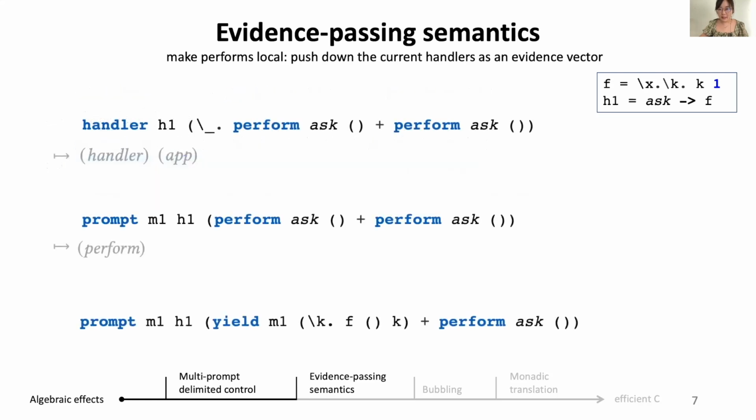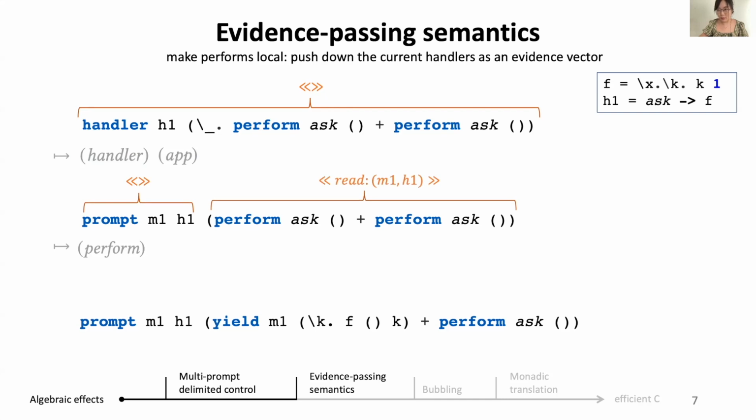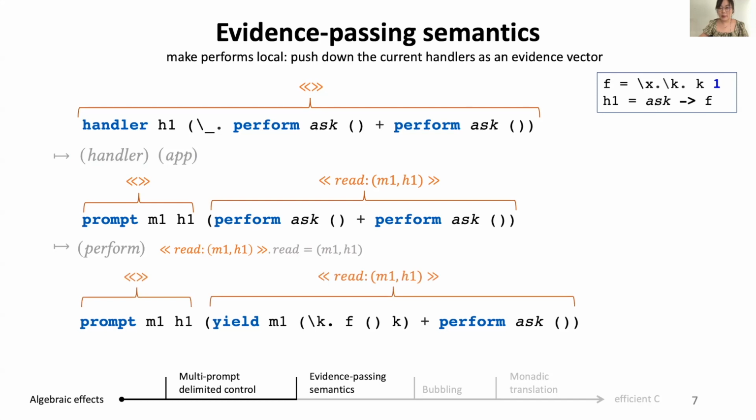To illustrate the idea, we need a little bit more space between expressions. Evaluation always starts with an empty evidence vector, but after handler evaluates to prompt, it inserts itself into the evidence vector for the rest of the computation. Now we have an evidence for read. At this point, the first perform ask can directly get the current evidence vector, look up the evidence for read, which gives us M1 and H1, and we can directly generate yield M1. And this is the essence of evidence passing.